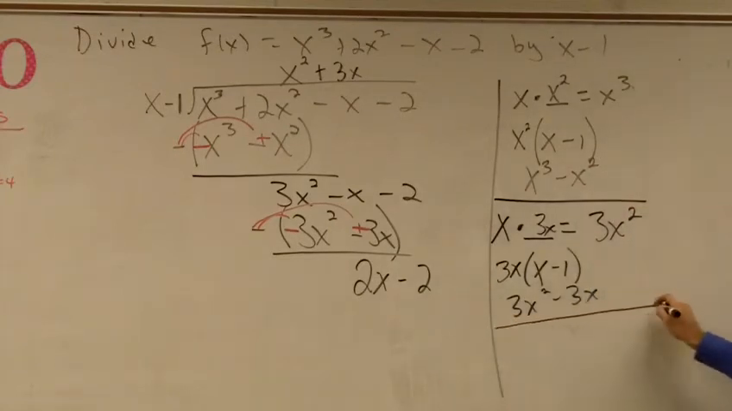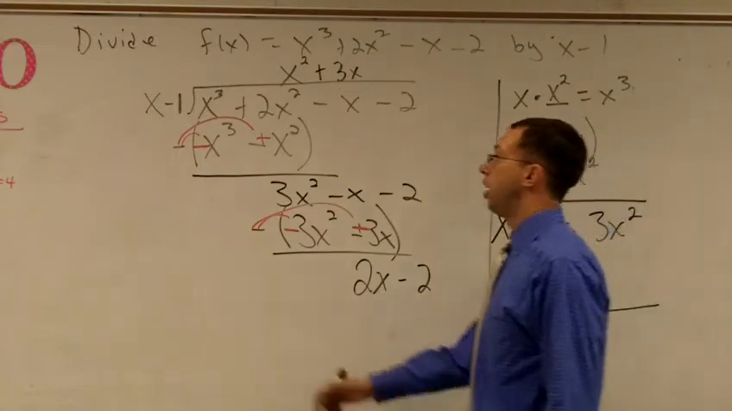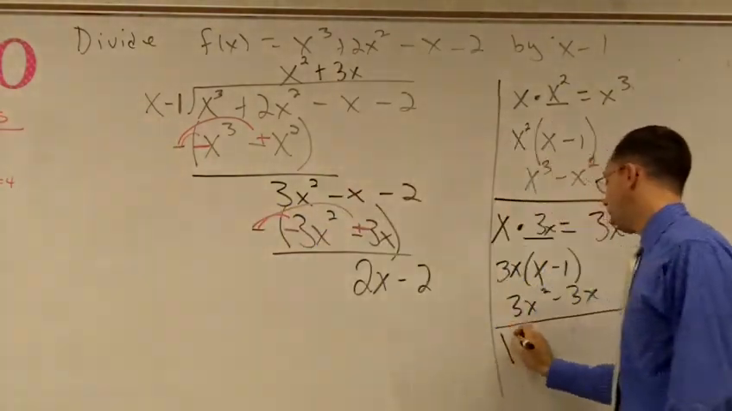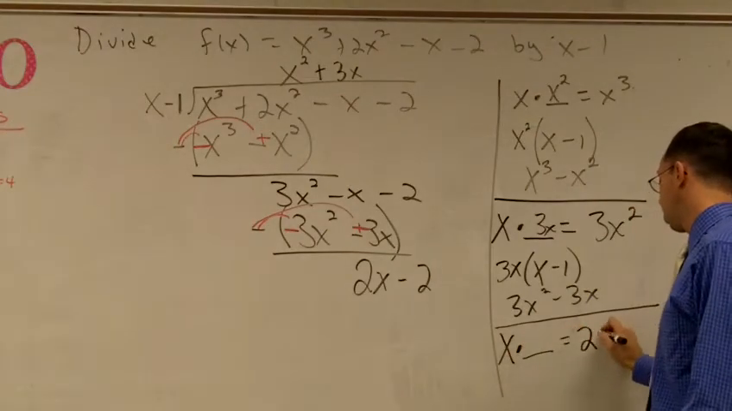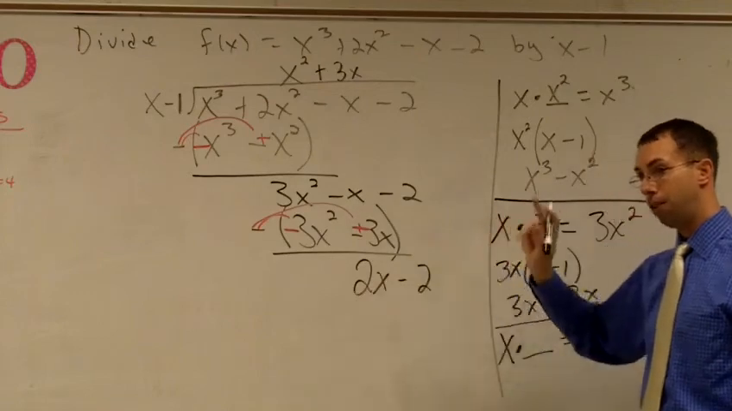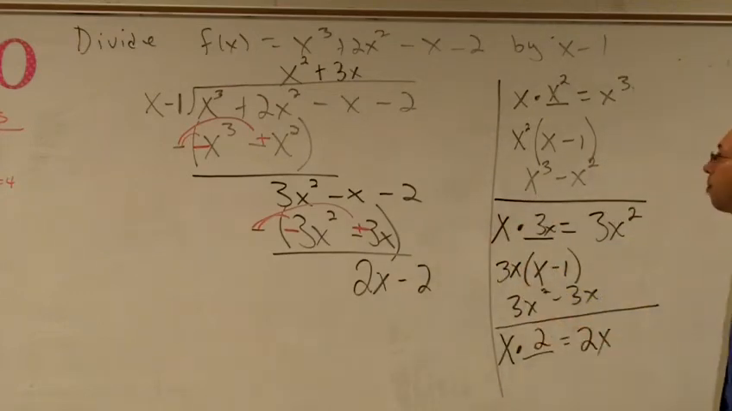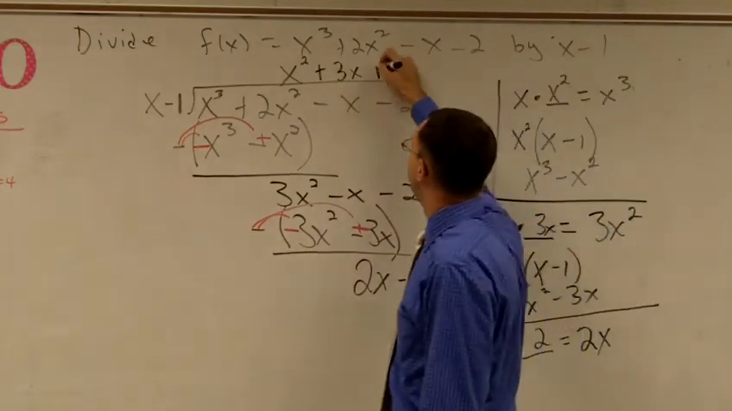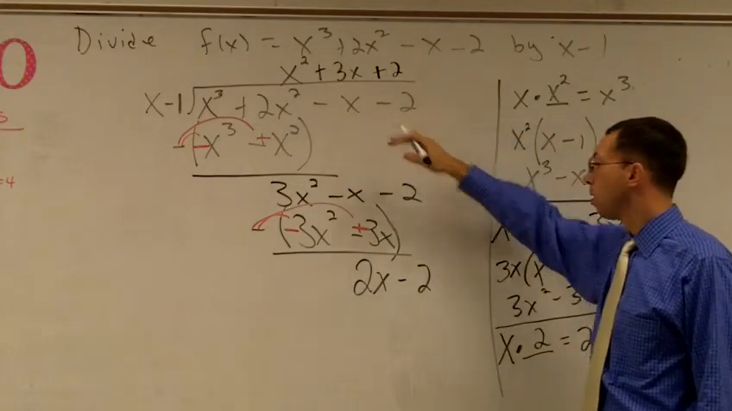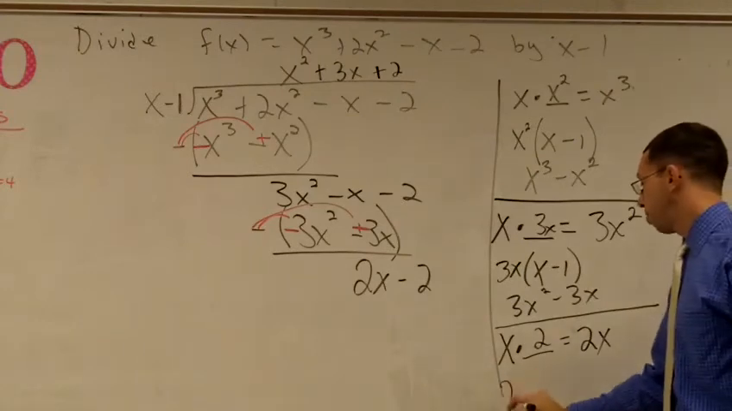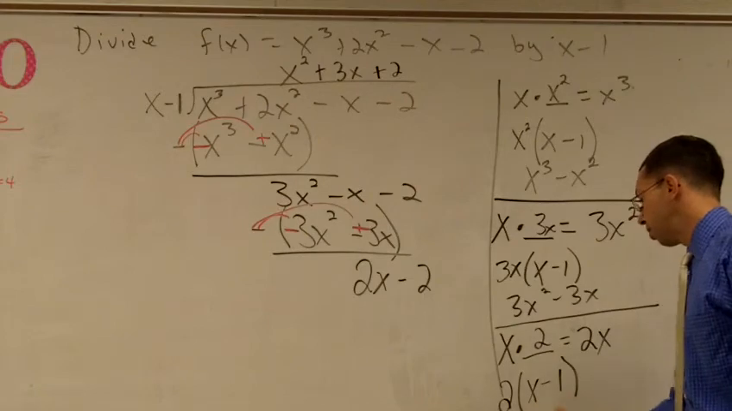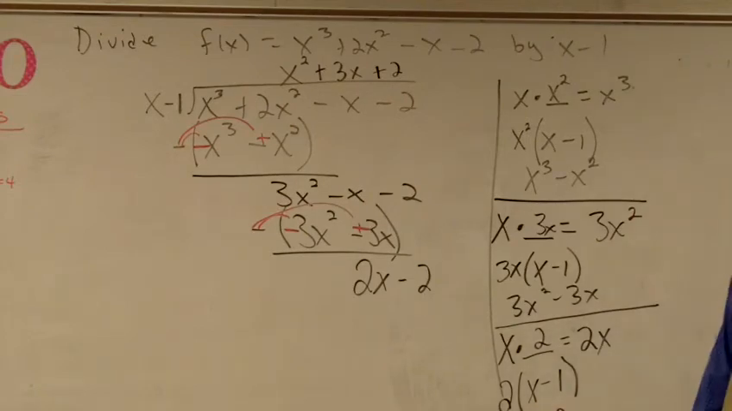Now I start all over again. So I start with the x out here, and I'm going to ask myself, x times something has to be equal to 2x. Obviously 2. That's a positive 2, so that's going to go above my constant term here. And then I multiply by x minus 1, so it's 2 times x minus 1, which is 2x minus 2.